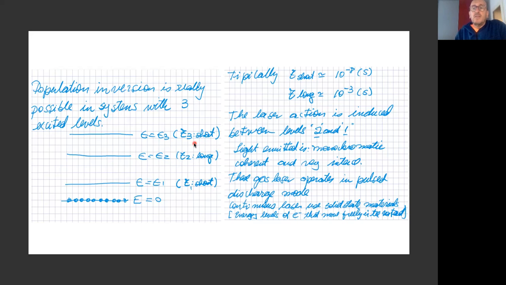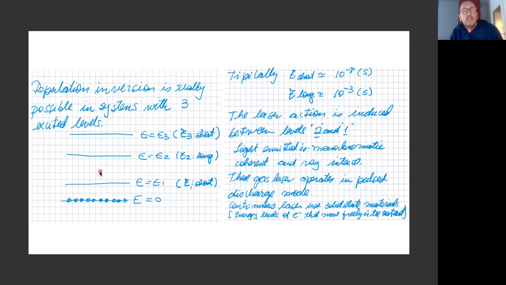Typically, these values: the T long is of the order of milliseconds, and the T short is 10 to the minus 5 seconds. That's a good set of numbers to actually have laser action in this kind of system. So the laser action or the amplification is induced between the two central levels, between level 2 and level 1. And let me explain how it works.